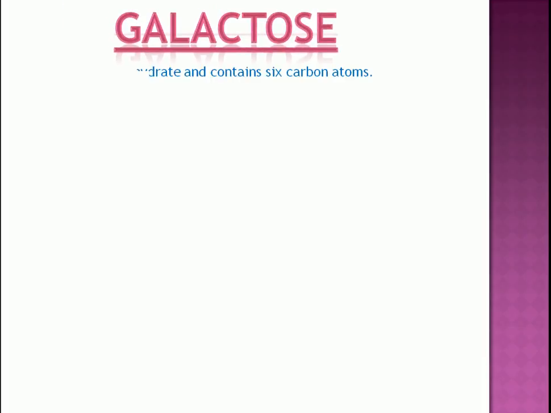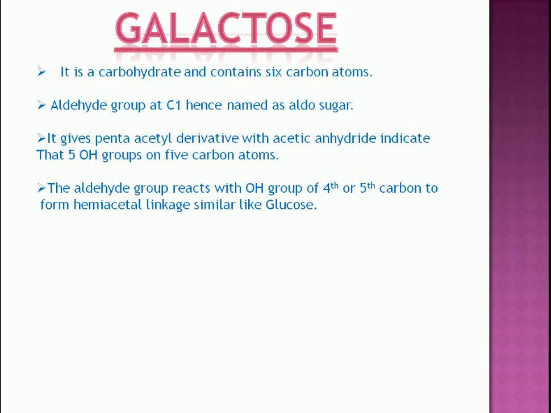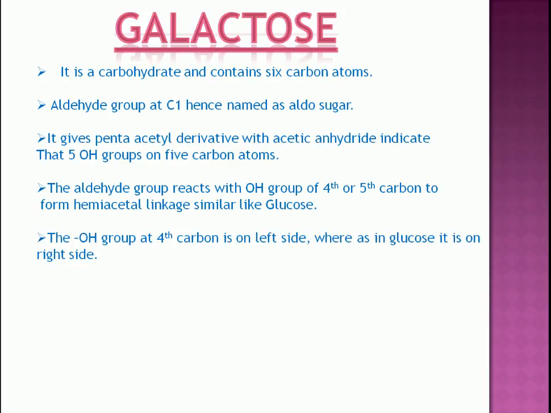Galactose. It is a carbohydrate and contains 6 carbon atoms. The aldehyde group is present at C1 carbon, hence it is named an aldo sugar. It gives pentaacetyl derivatives, indicating that there are 5 OH groups on 5 carbon atoms. The aldehyde group reacts with the OH group of the 4th or 5th carbon to form a hemiacetal linkage, which is similar to that of glucose. The OH group at the 4th carbon is on the left side, whereas in glucose it is on the right side.